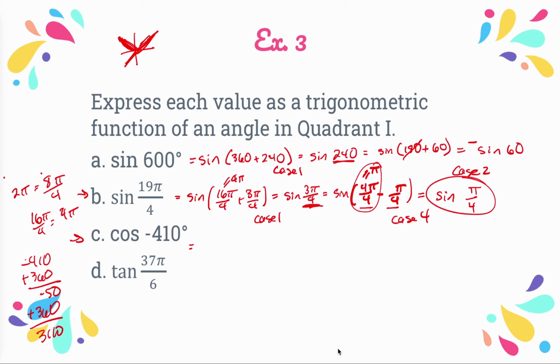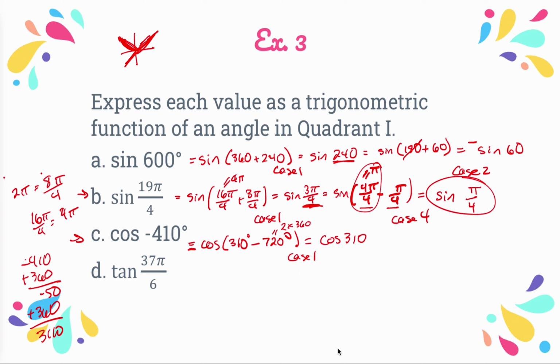So this is going to be equal to the cosine of 310 minus 720. And that is going to, right, because this is a multiple of 360, according to case number 1, it's just going to be equal to the cosine of 310, coterminal angle.